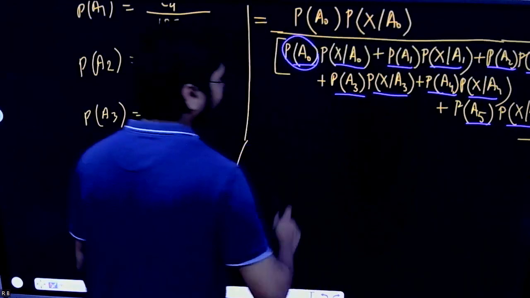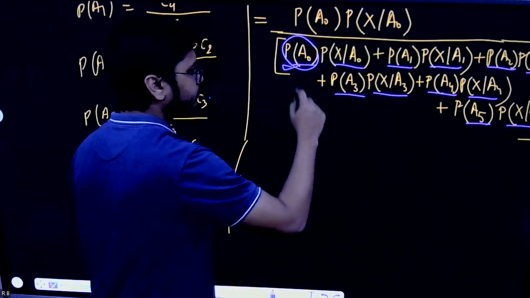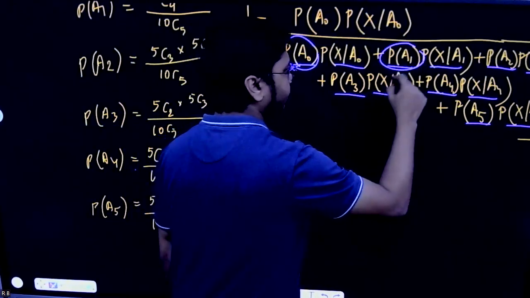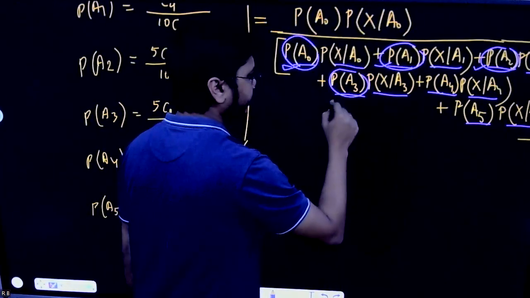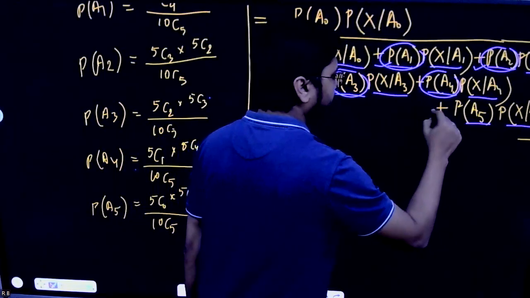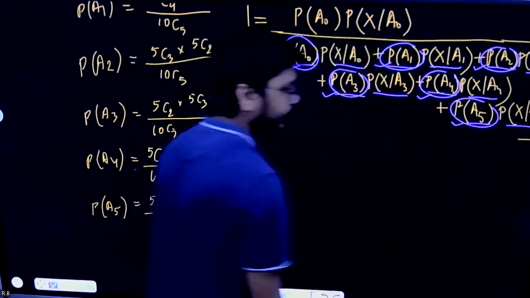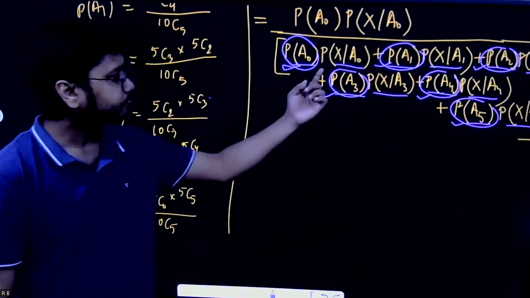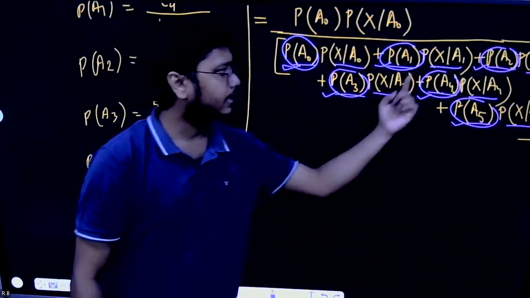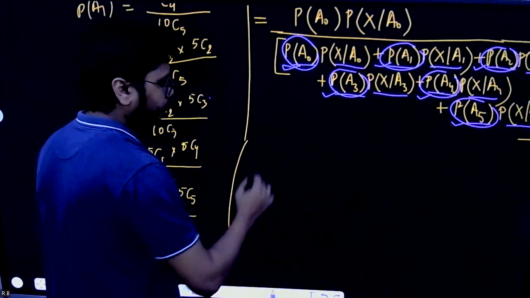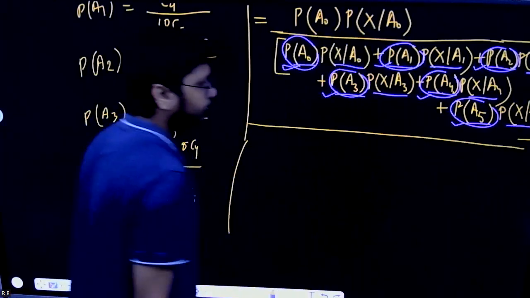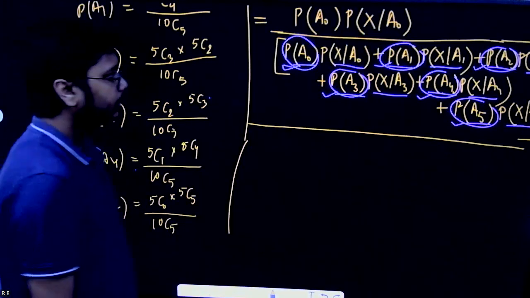So these things are done. I found out P of A0. I have found out P of A1. I have found out P of A2 and P of A3, P of A4 and P of A5. So what are the remaining things? X given A0, X given A1, X given A2 and so on, right? So I'm going to do that calculation right over here, just below this line.